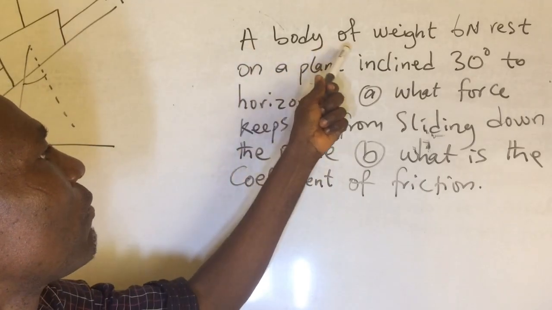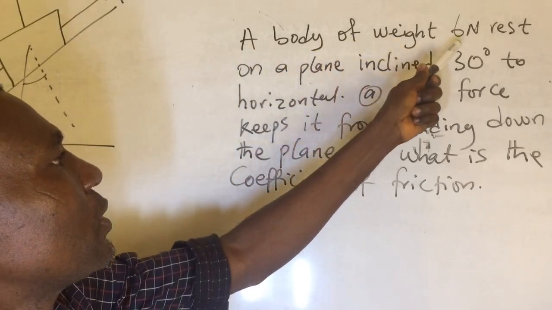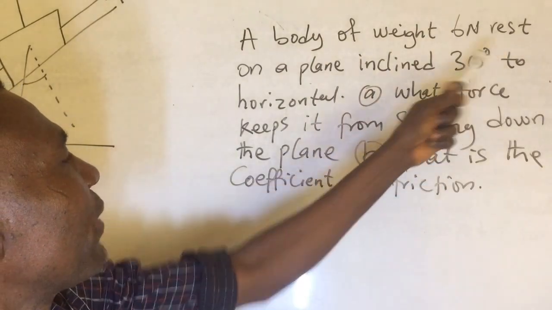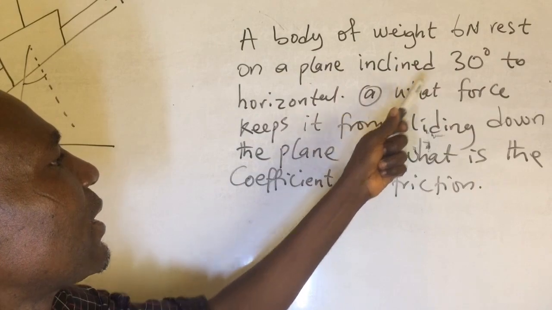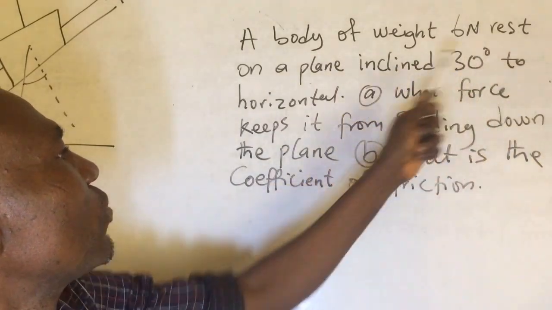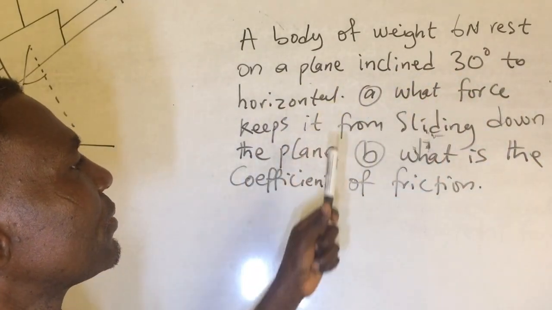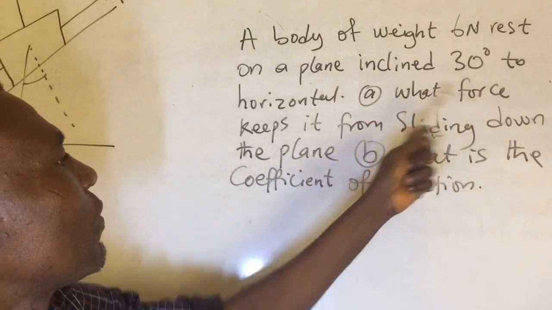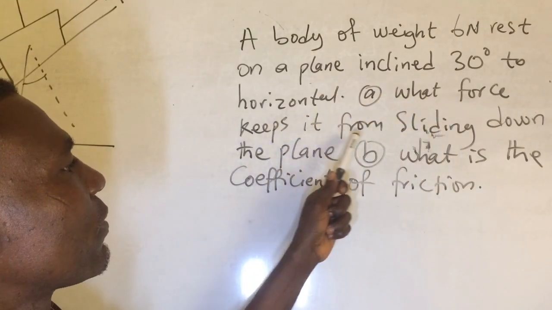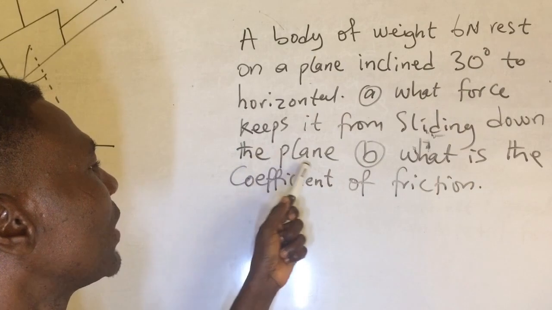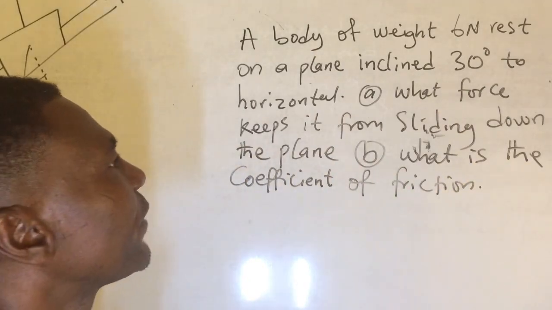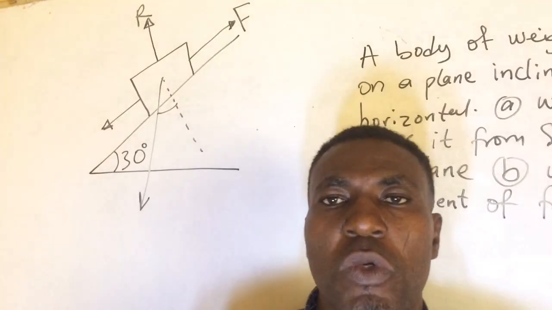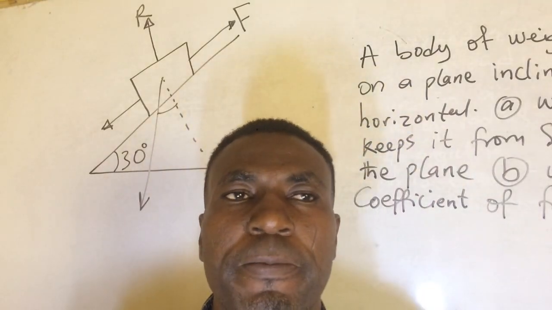A body of weight 6 Newton rests on a plane inclined at 30 degrees to horizontal. A. What force keeps it from sliding down the plane? B. What is the coefficient of friction? This question is from friction.